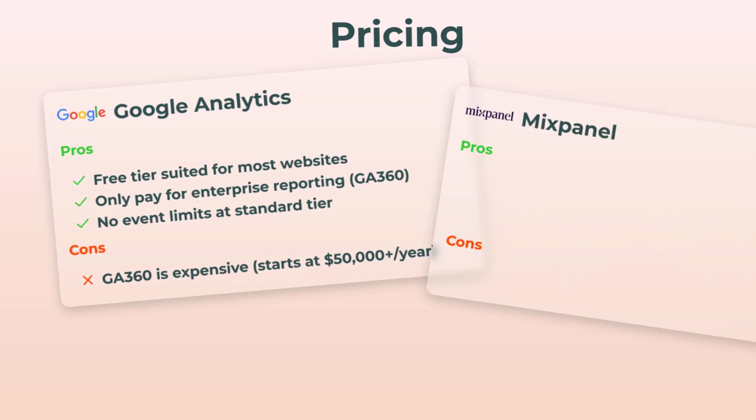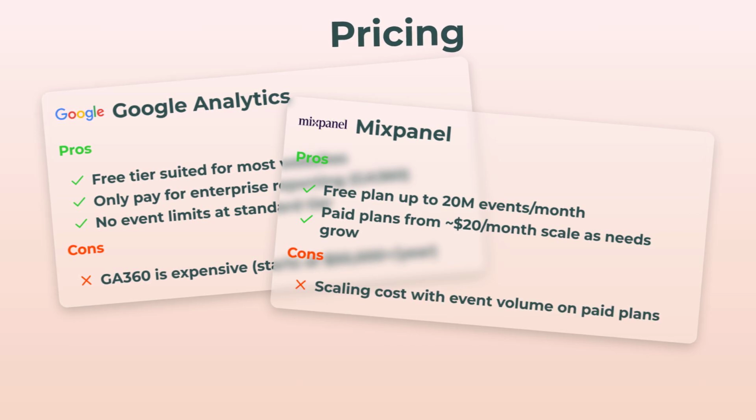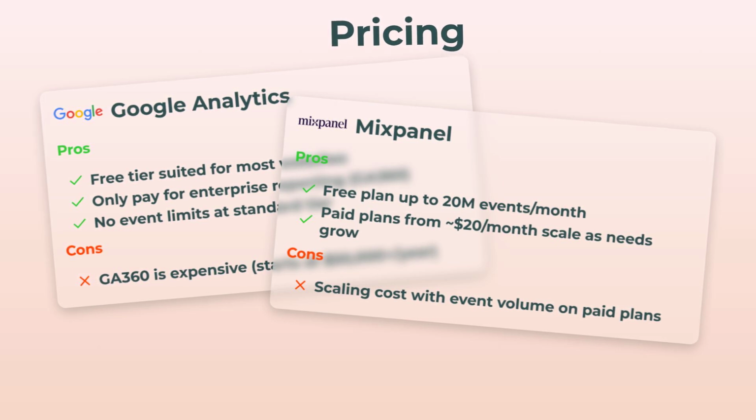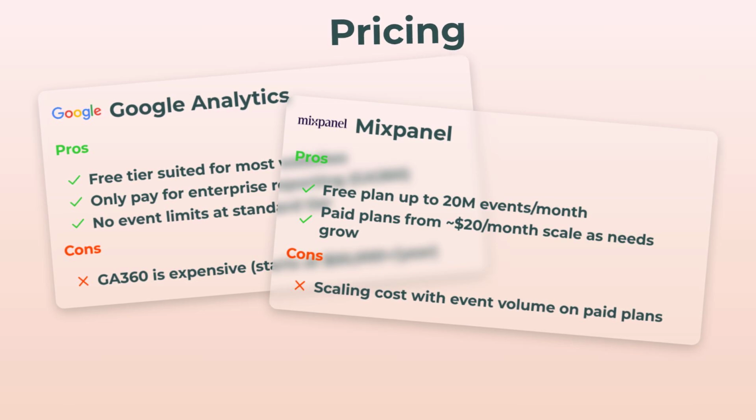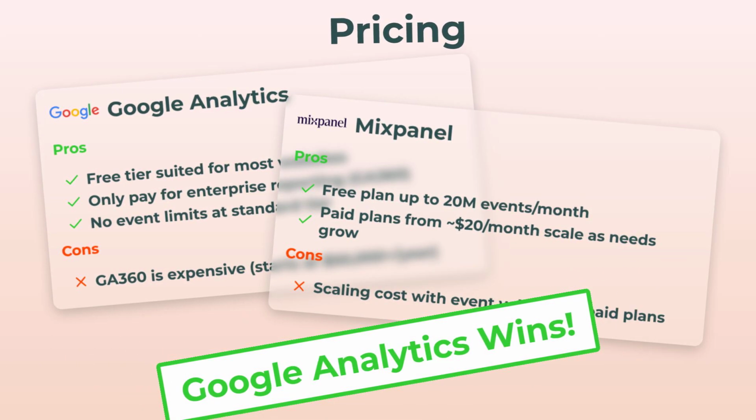Mixpanel does offer a free plan, and you get up to 20 million events per month, which is honestly pretty generous. Paid plans start around $20 per month, but as you scale up, so do your costs. So event-heavy apps might want to watch that budget. For most folks looking for free and easy, Google Analytics is the clear winner.